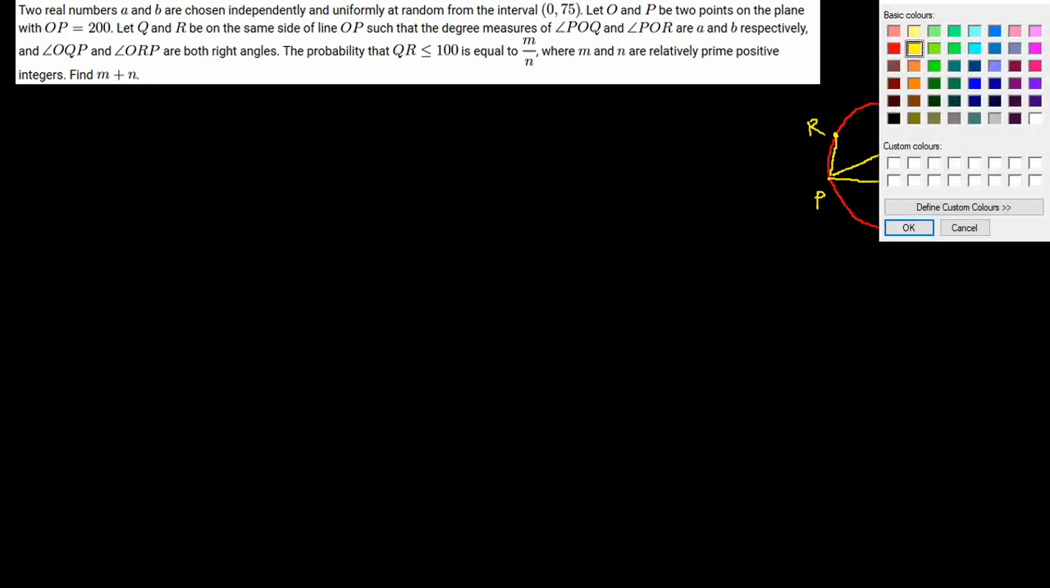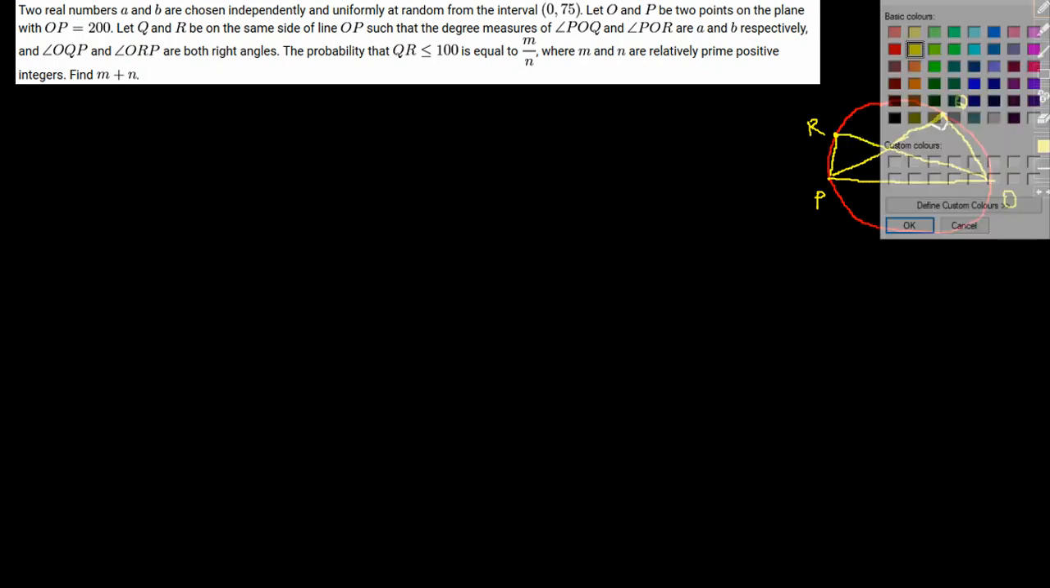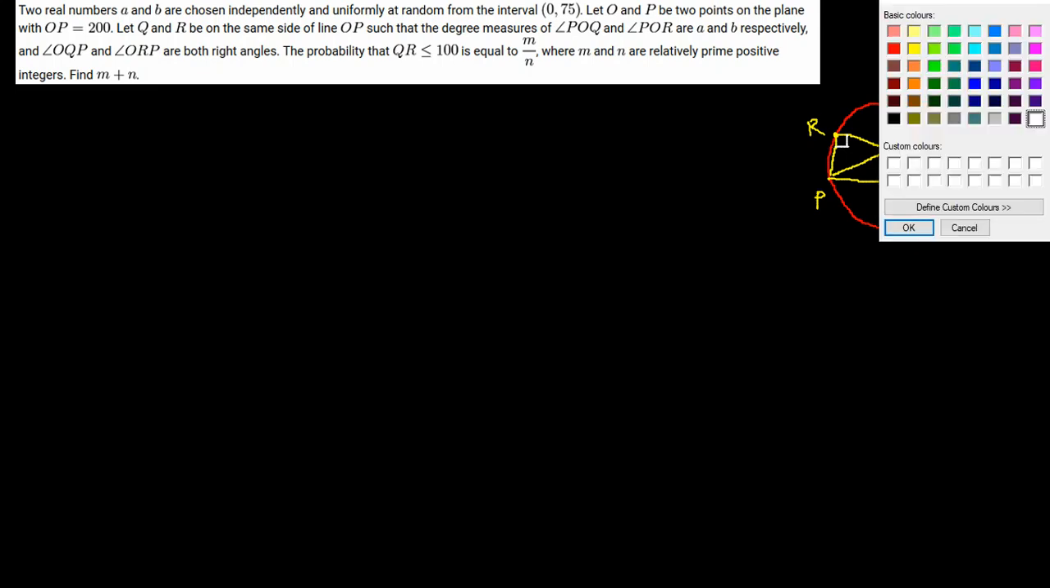This particular angle is a right angle, which is given in the question, OQP. So this is OQP, and now ORP. So we'll join ORP as well. This angle is also a right angle. So now we need to join QR as well.